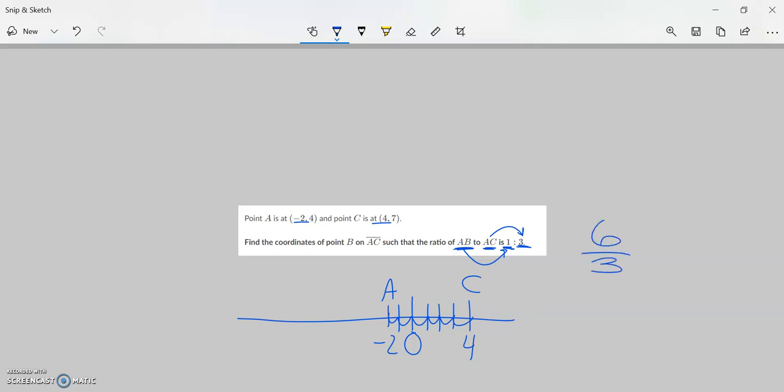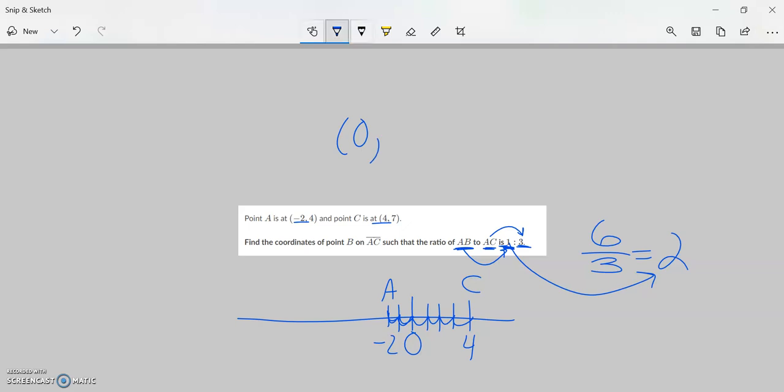We're dividing that by 3. So each chunk is 2 units. And AB is only one of those chunks, which is just simply 2. So from A, we move over 1, 2. So we go to 0. Our x coordinate is 0.